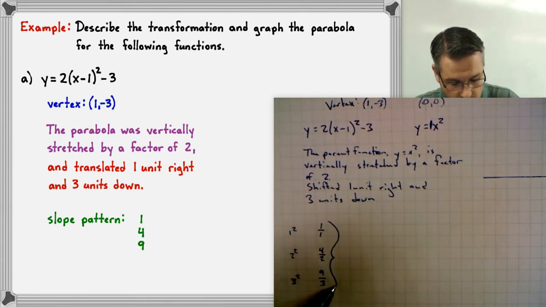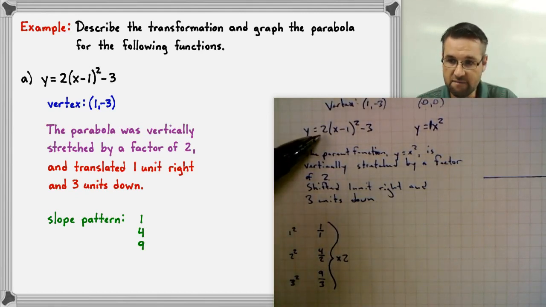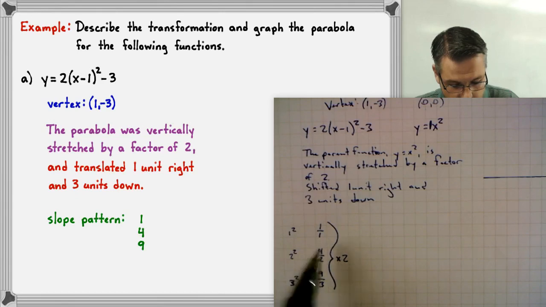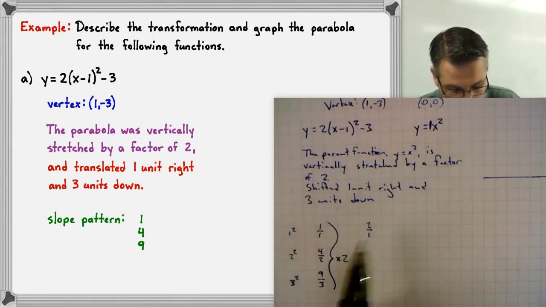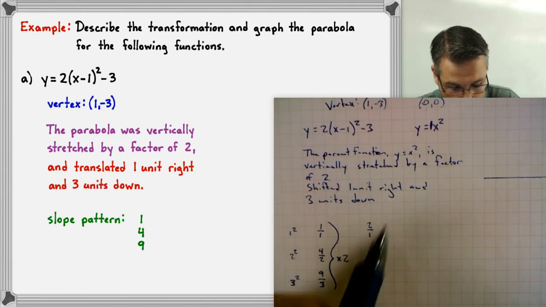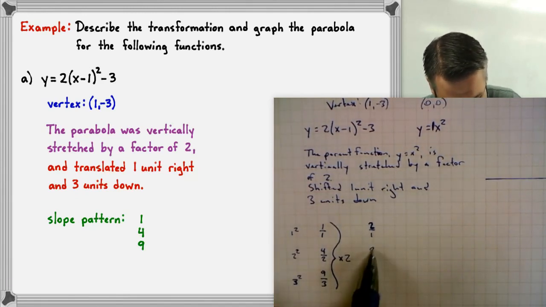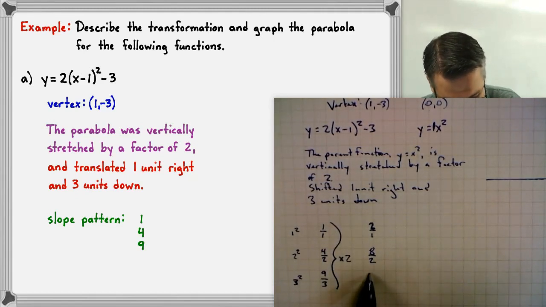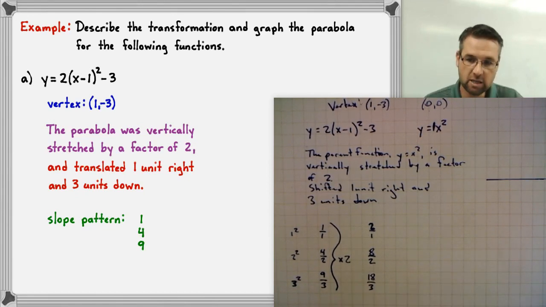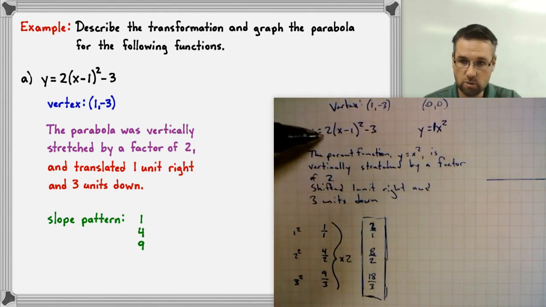But this is the normal slope pattern. What we need to do is multiply it by 2. We multiply it by the A value. So when I multiply these by 2, remember when we multiply fractions, it's actually 2 over 1. So this new slope pattern is going to be 2 over 1. Notice the denominator did not change, just the numerator did. So the top becomes 2, the bottom remains 1. On the next one, it would be 8 over 2. So we multiply the top by 2, keep the bottom. And then the next one would be 18 over 3. And so this is our new slope pattern because the A value is 2.